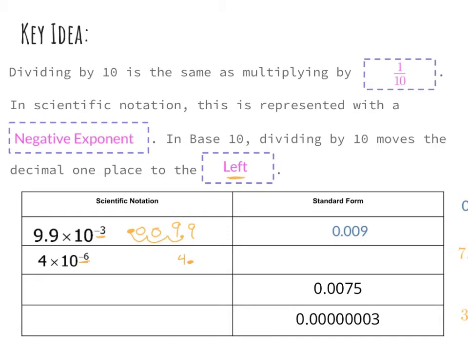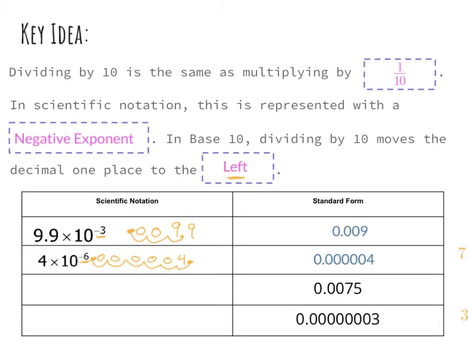Again, I don't have a negative 4 here. I just have a really, really, really small number. So I'm going to be counting to the 6. 1, 2, 3, 4, 5, 6. Place my decimal and fill in the zeros. That gives me 0.000004. So that was going from scientific notation to standard form.